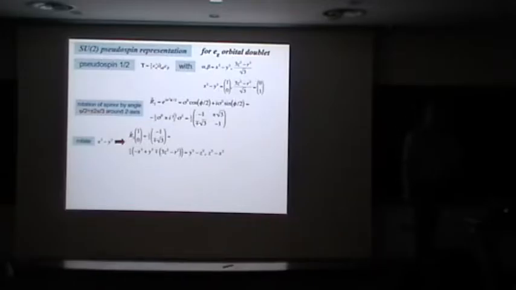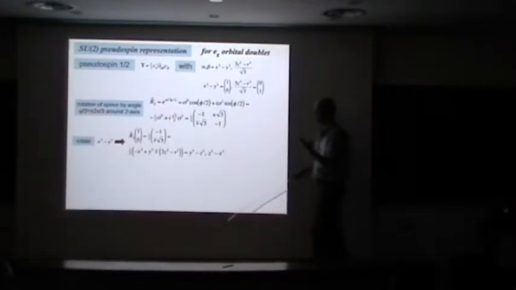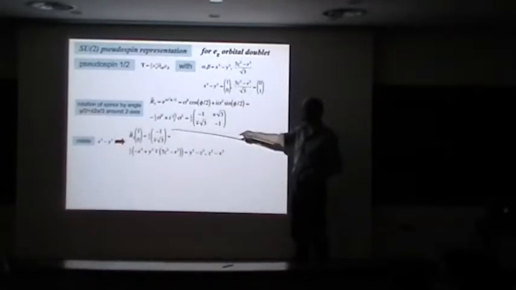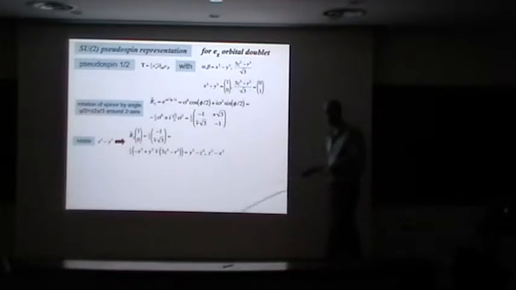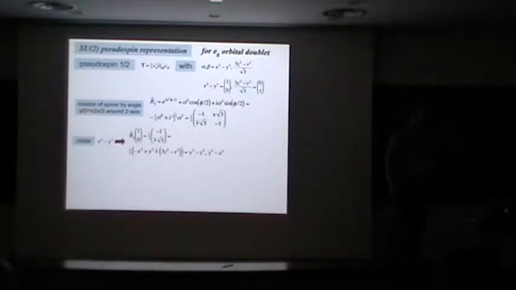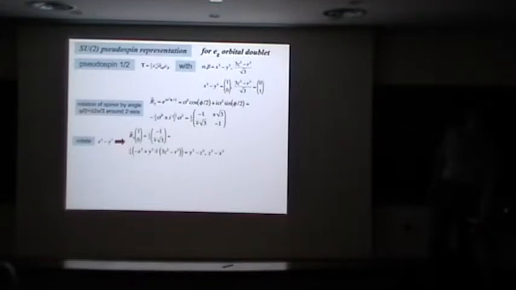So what I've shown is that if you have an x squared minus y squared orbital, and you rotate around this 2 axis by 2 pi over 3, you get the same orbital, but just in another direction, with a different coordinate system.